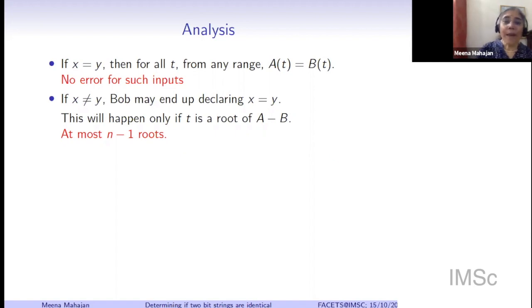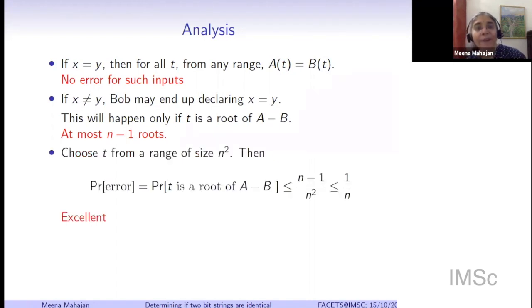So Bob may end up giving the wrong answer only if the random t that Alice chose happened to be a root of this polynomial a minus b. But remember, the polynomial a minus b has degree only n minus 1 or maybe even less. So a degree n minus 1 polynomial can have at most n minus 1 roots. It cannot have more than those many roots. What Alice will do is to choose t from a range of size n square. So she will choose a t completely at random, let's say 0, 1, 2, up to n square.